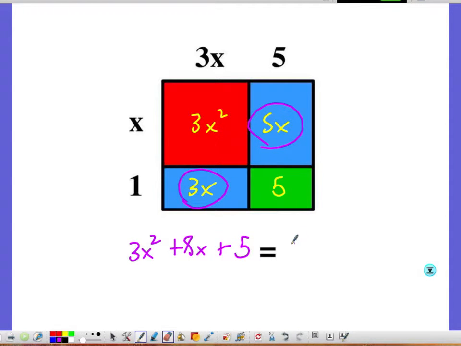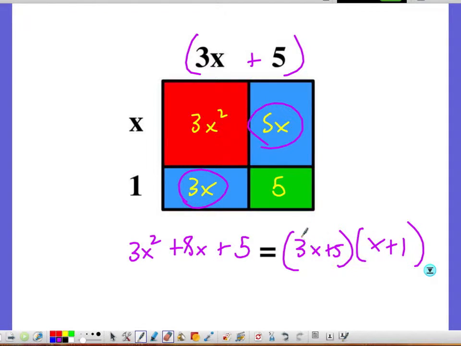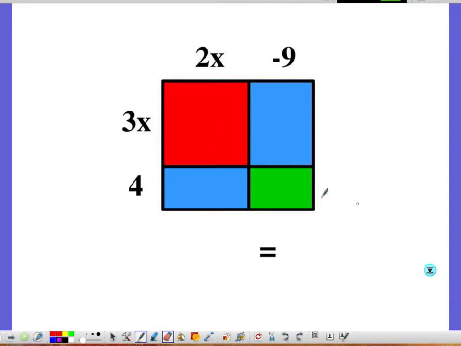Now to get the other expression for the area, we're always going to have two parentheses, and you basically get them from here. So we get 3x plus 5 and then x plus 1. It does not matter which order you put them in. You could have had x plus 1 times 3x plus 5. Alright, let's do the other one. We have one more example.